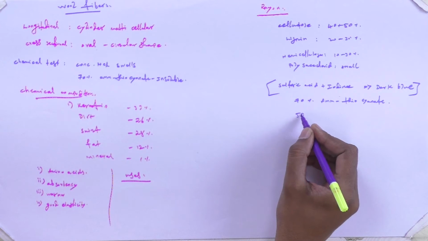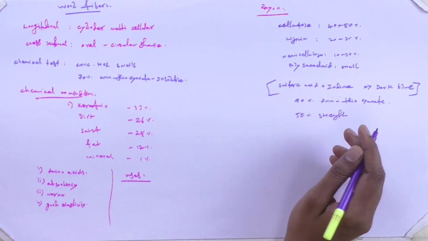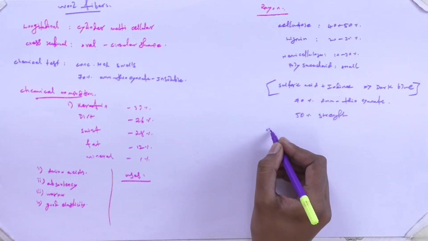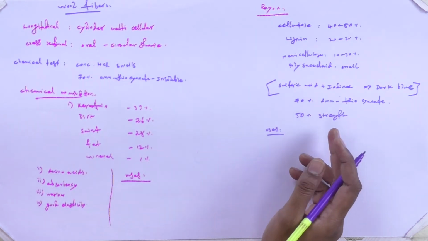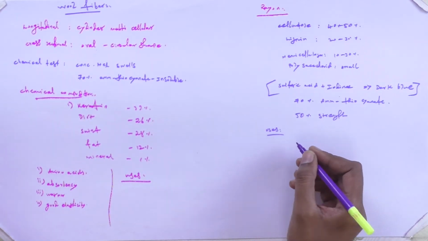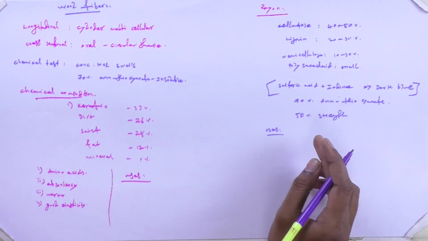Viscose rayon is the first man-made fiber, and one more important property is that in wet condition it loses nearly 50% of its strength. What are the uses? It is used in preparation of cloths, blankets, carpet items, bandages, surgical dressings, and many other applications.